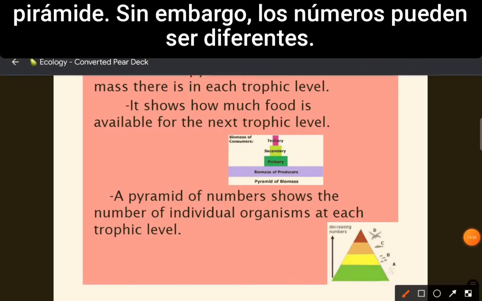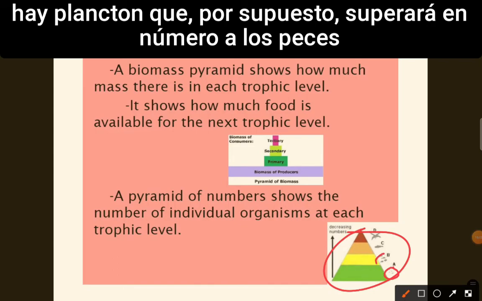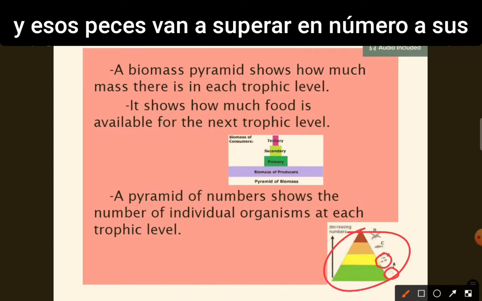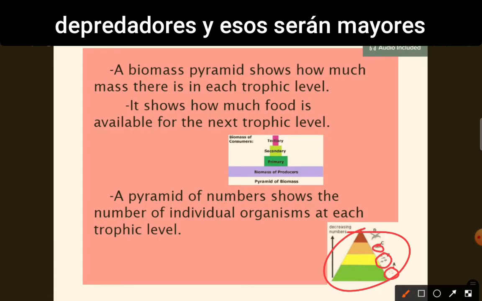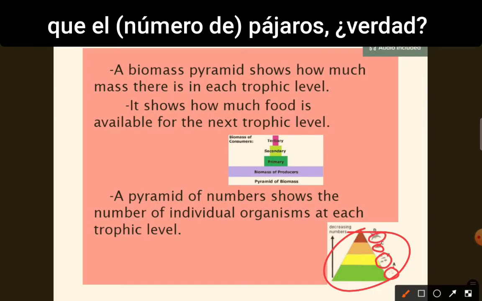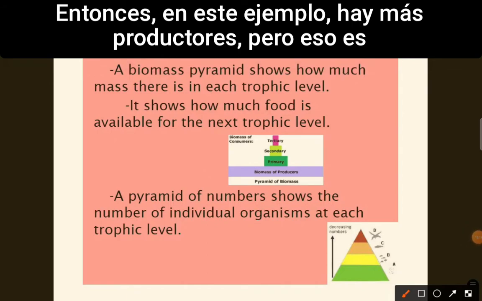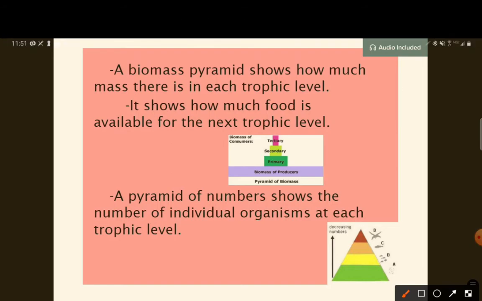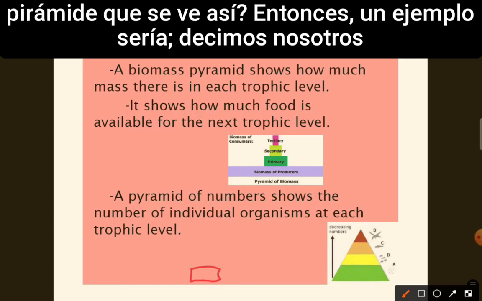However, numbers can be different. So here's a pyramid of numbers. Now in this case, there's plankton, which of course are going to outnumber fish, and those fish are going to outnumber their predators, and those will be greater than the birds, right? So in this example, there are more producers, but that's not always true. Can you think of an example of when we could have a numbers pyramid that looks like this?